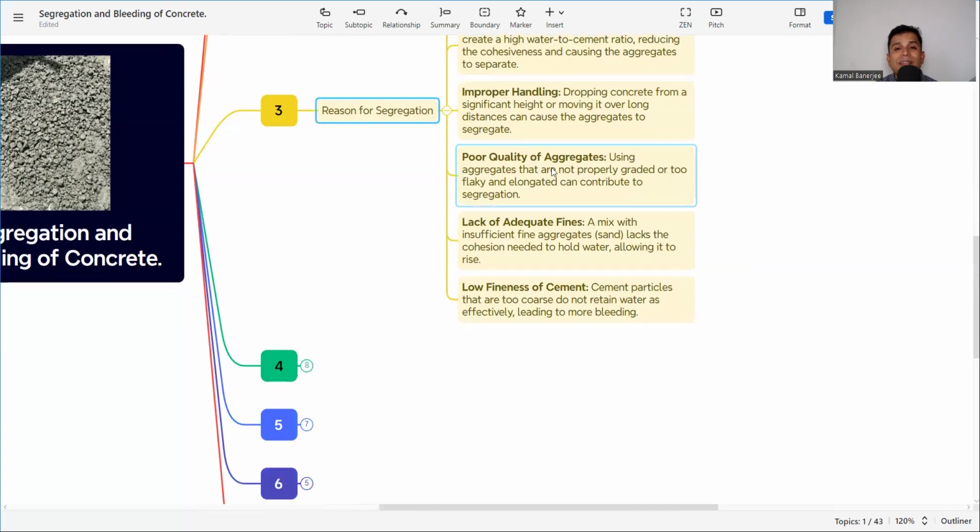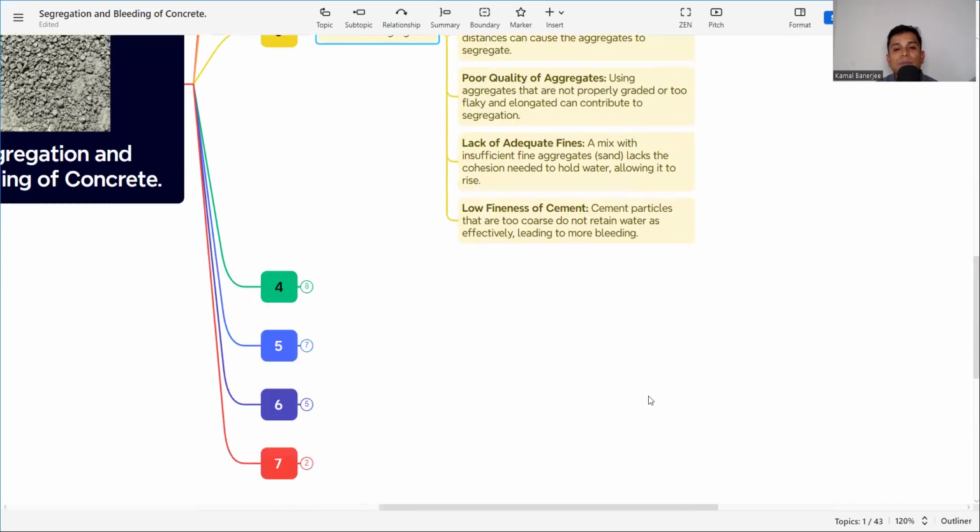Then poor quality of aggregate, that is also a big problem. Using aggregates that are not properly graded or are too flaky or elongated can contribute to segregation. That is why we need to do proper sieving of the aggregates. We need to check the flakiness, we need to check the elongation. These are all things required to make a proper concrete mix. If not, again segregation or separation can happen.